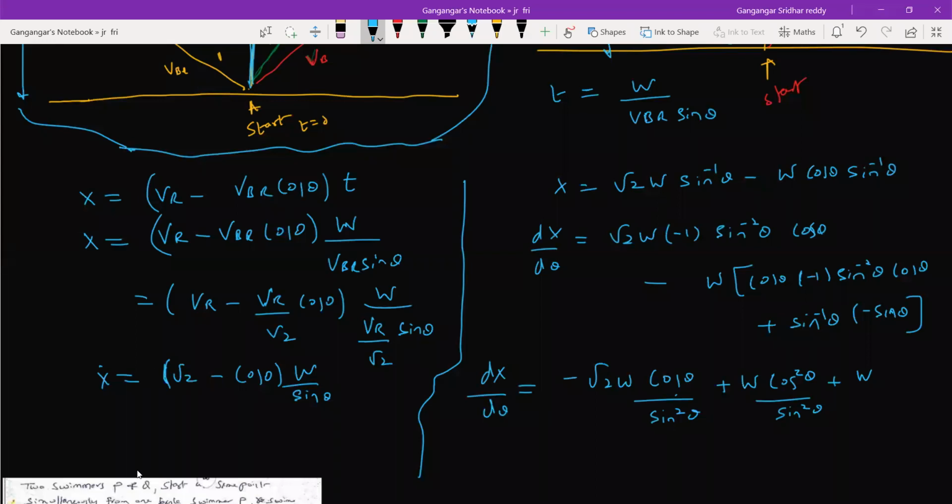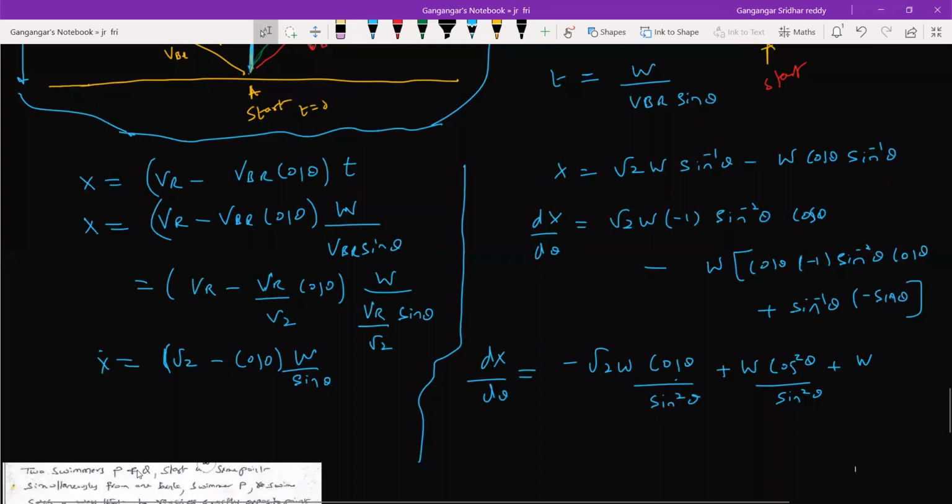I'll equate dx by d theta to 0 to get that minima. So W will get eliminated. So we have to get the equation for the basic condition. So dx by d theta, equate to 0. W will get eliminated. Then solve for theta. Anybody, the value of theta? 45, sir. Theta is 45 degrees.